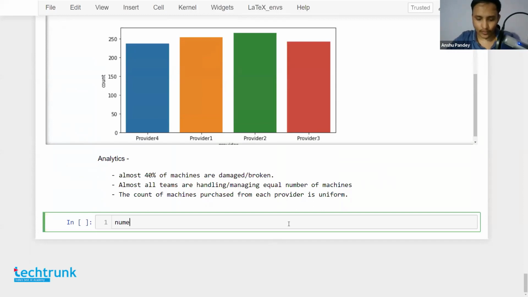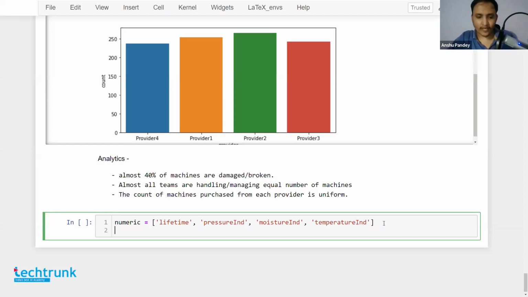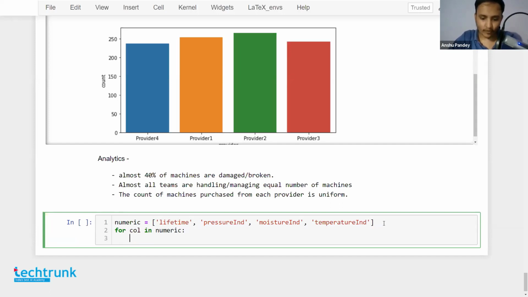So you can see the numeric ones, which are lifetime, pressure, moisture, temperature, and so on. These are the attributes that we have here. Out of them, broken is not numeric, as we already know that it's categorical. So we would want to do similar analytics for numeric attributes, where we would want to possibly draw a histogram plot.